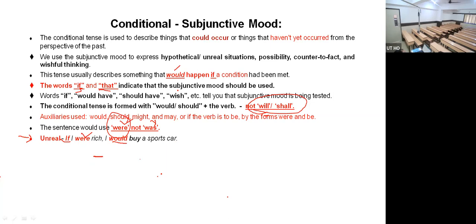Got it? Yeah? Anybody nod your head at least so that I know you are getting it. Yes, thank you, Sneha.